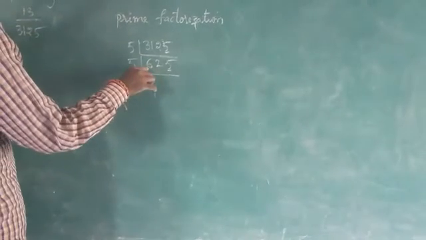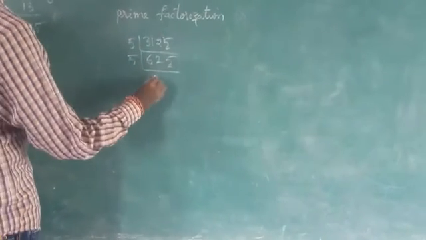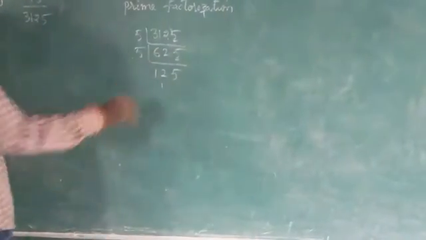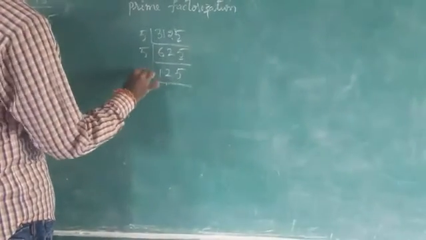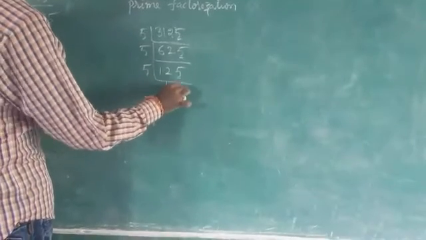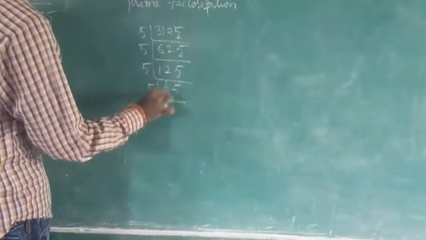5 1s are 5, 1 carry. So 5 2s are 10, again 2 carry. 5 5s are 20. Then we can go for the 5 table again. Why? Because the last digit is 5. So 5 2s are 10, 5 5s are 20. Again you are taking 5 5s are 20.